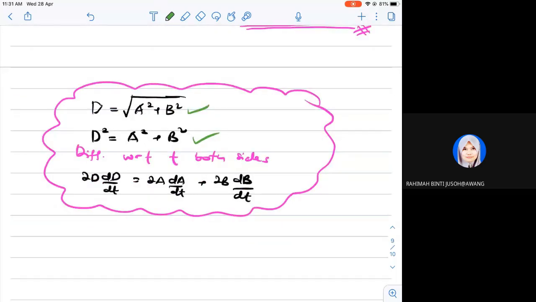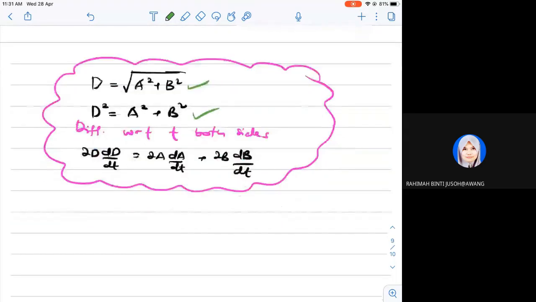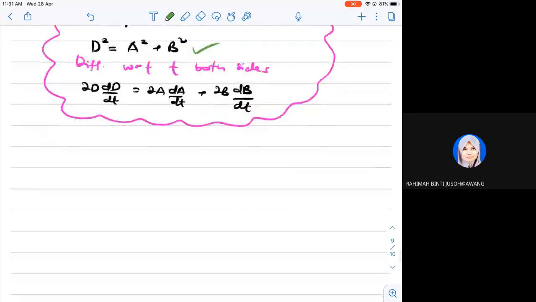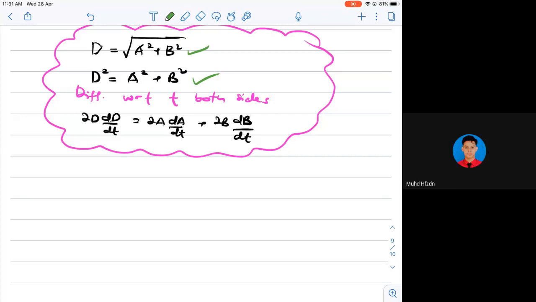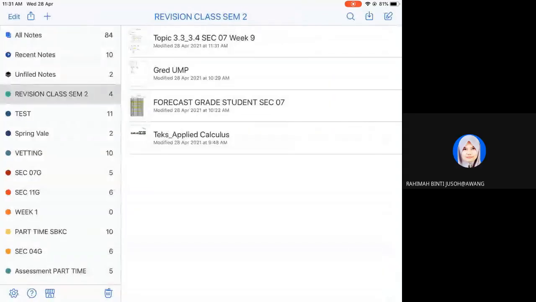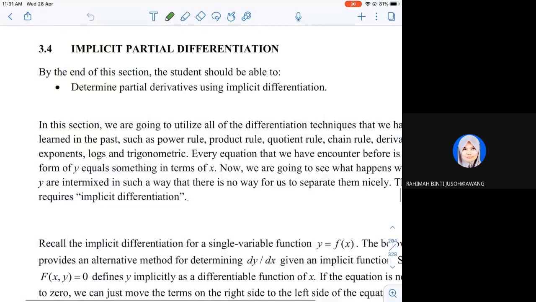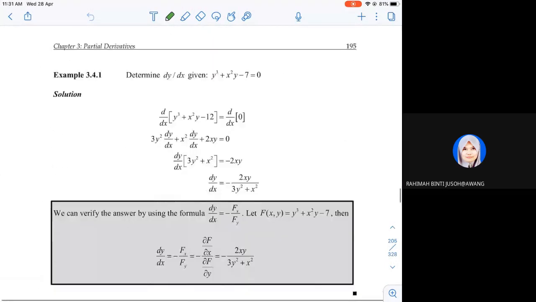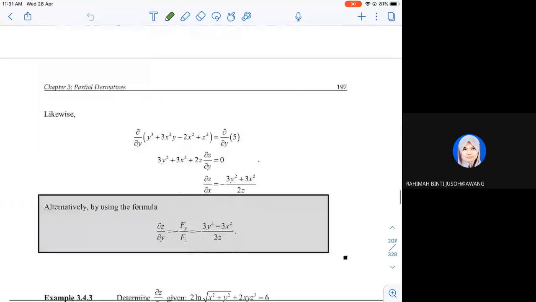Understand? Understand guys? Yes, Doctor. Yes, madam. Okay, good. Okay. Penat ke you all? Sikit lagi. Saya nak satu lagi soalan ni.